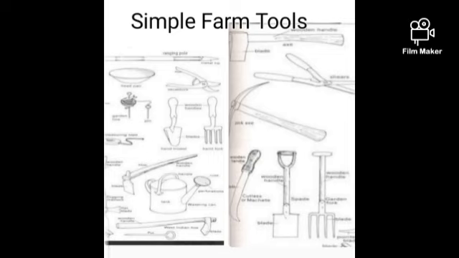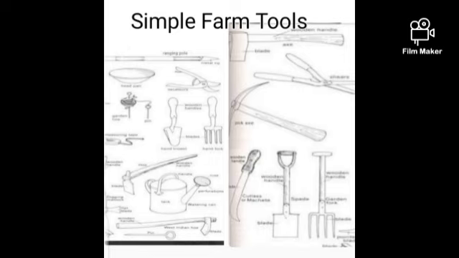And in this picture, you can see some simple farm tools. You can see the picture of hand fork, cutlass, head pan, the secateur, the shears, watering can, axe, hoe, hand trowel, rake, garden fork, spade, and also file or chisel. So let's know how these tools look and what they are being used for.